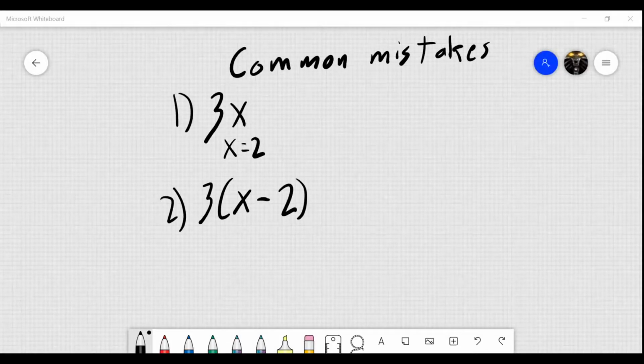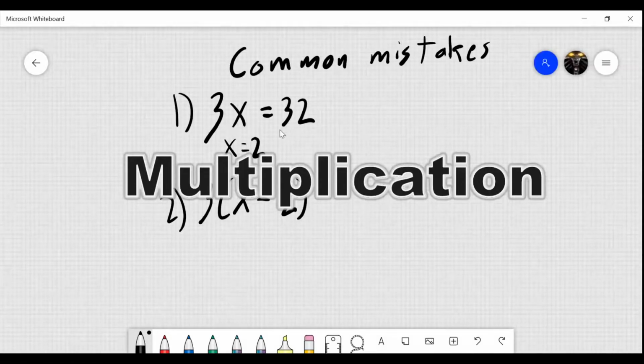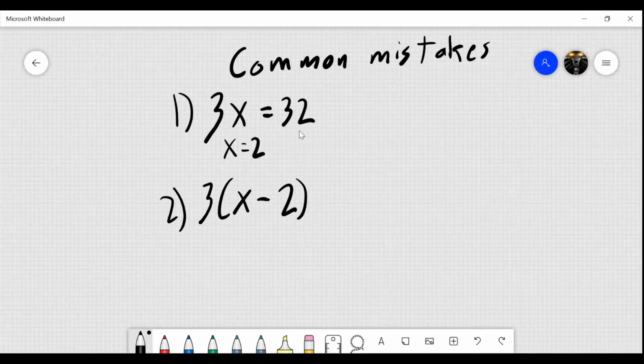Coefficients are kind of weird. Much like our useless numbers, they have useless symbols that we don't include sometimes. This can lead to some confusion. Notice here that we have 3x and x is equal to 2. One common mistake is to forget to multiply at all. Remember, coefficients are essentially multiplication. Instead, they answer 32.